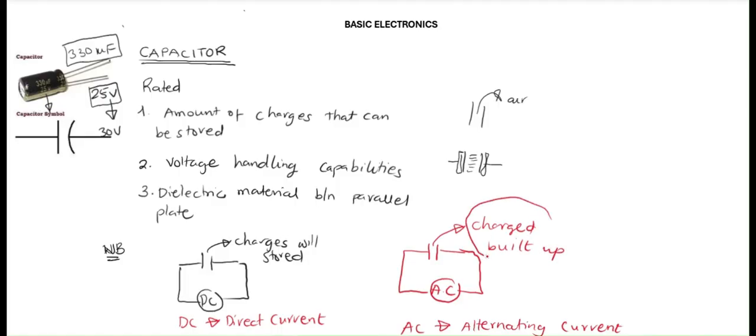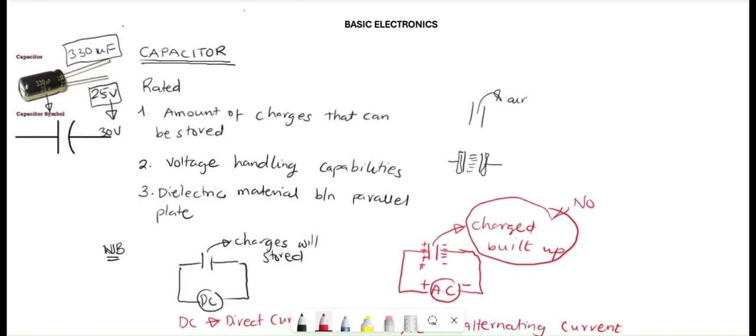No charges will be built up when I connect my capacitor to an AC source. Why? Because for AC, at a point, positive charges will be built up here. At that same time, negative charges will be built up here.